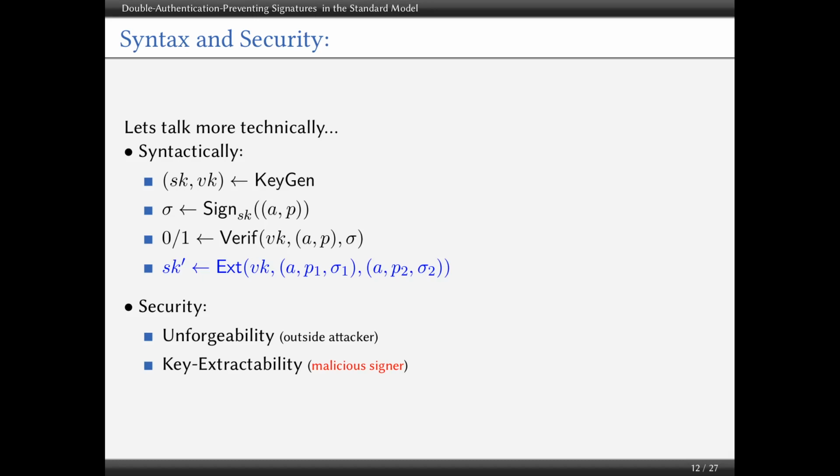From this point, I will start a little more technically. As we saw, syntactically, DAPS is similar, and actually should be similar, to a digital signature, but it also includes an extra algorithm called the extractor, which can extract a signing key given a compromising pair. In terms of security notions, we have two: unforgeability, which is against an outside attacker, and key extractability, which is against a malicious signer.